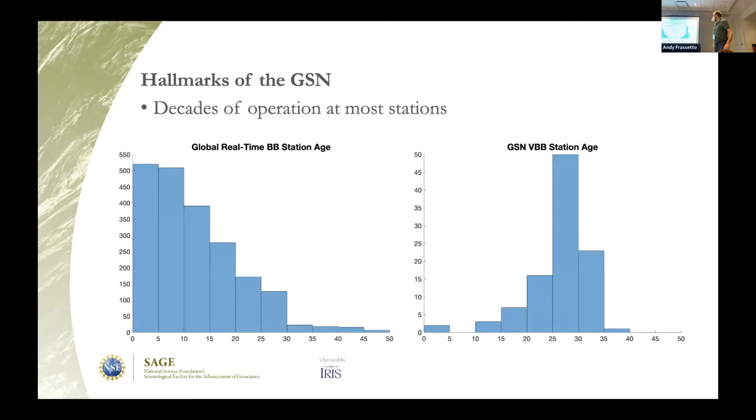Many of these stations have been operated for decades, as I mentioned. If you look at global real-time station ages, there are a lot of global broadband stations available, but a lot of them are within 5 to 10 years of being in place. Whereas the very broadband data from the GSN has been sampling the Earth system for on the order of 25 to 30 years or more in most cases.